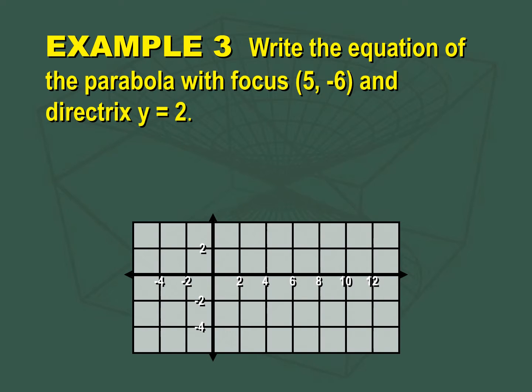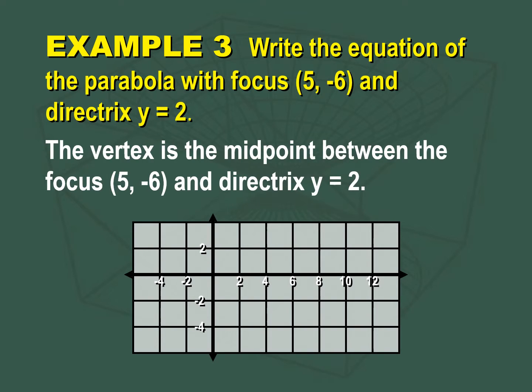All right, next type of problem. Let's write the equation of the parabola that has a focus of 5, -6 and a directrix of y equals 2. So the focus is going to be somewhere down here. And then you have a directrix that is over here. So remember, your vertex is in the middle of your directrix and your focus. So we just need to find what's in between them.